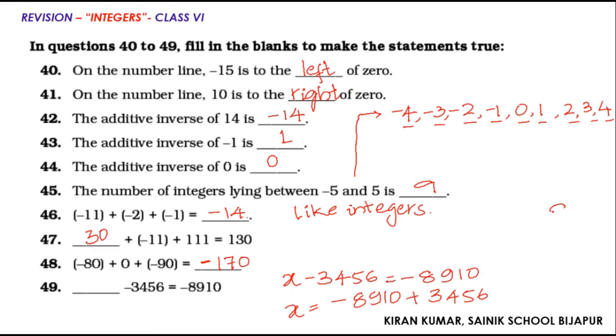So from 8910 you subtract 3456, and we have to retain the negative sign since the larger number has got a minus sign. 10 minus 6 is 4, 10 minus 5 is 5, 8 minus 4 is 4, then 8 minus 3 will be 5: 5454. So the right answer is negative 5454.